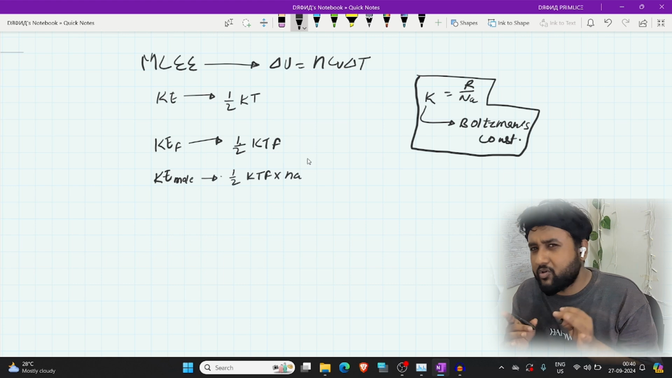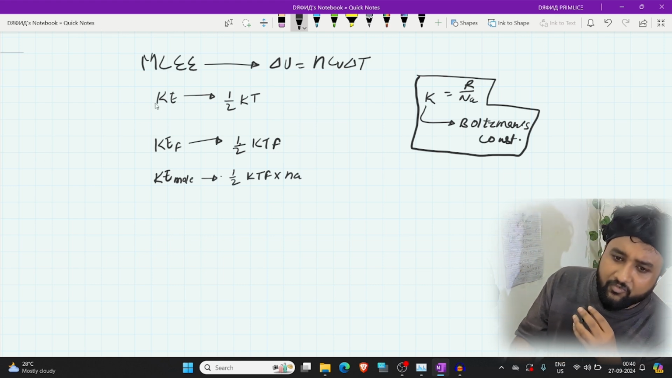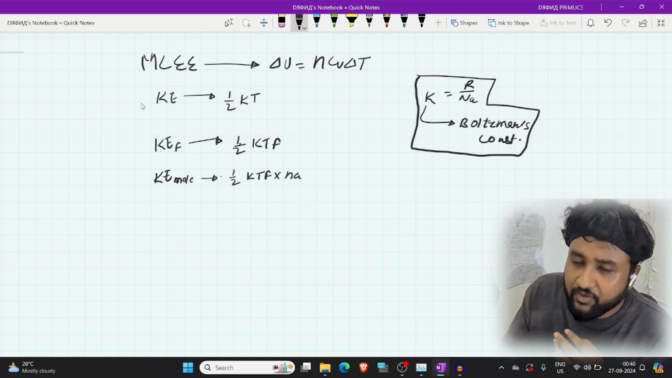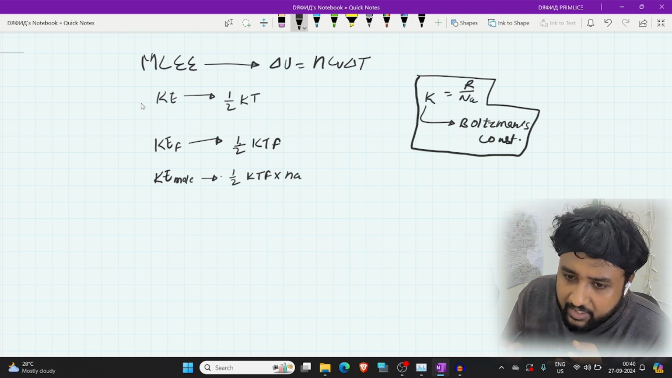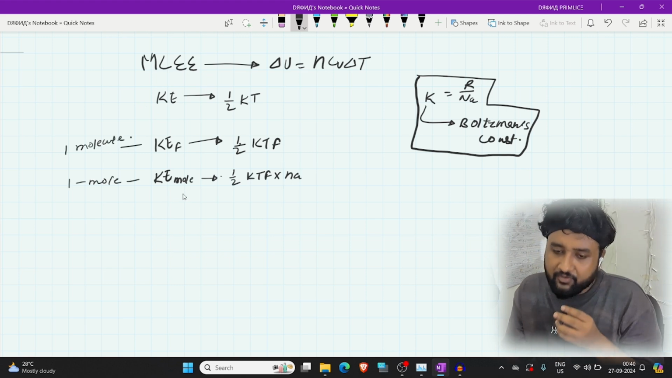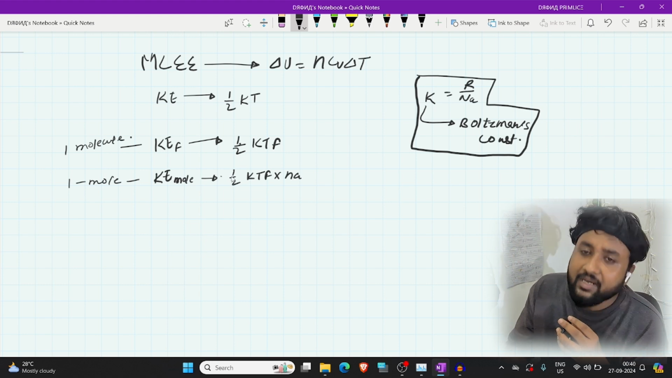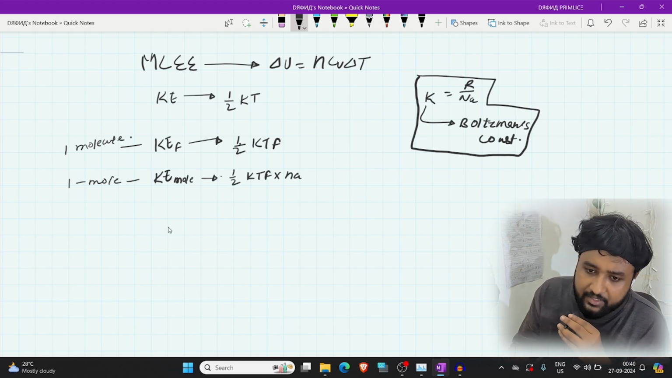Very simple. It's a small concept, nothing else. See, for 1 degree of freedom, it's half kT. For F number of degrees of freedom, it becomes half kT into F. Kinetic energy for 1 mole of gas will become half kT F into Na, right?